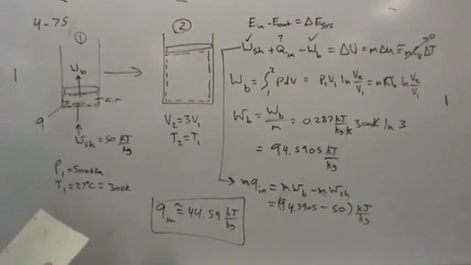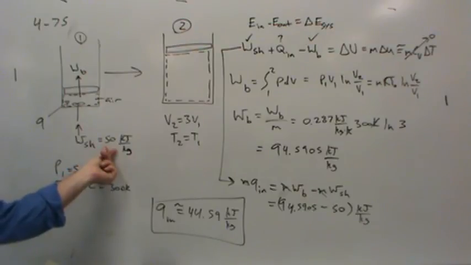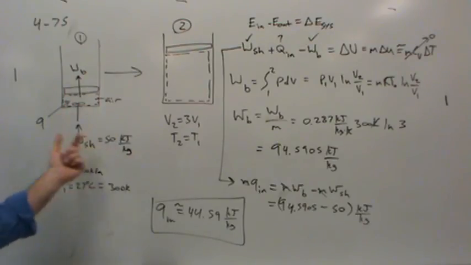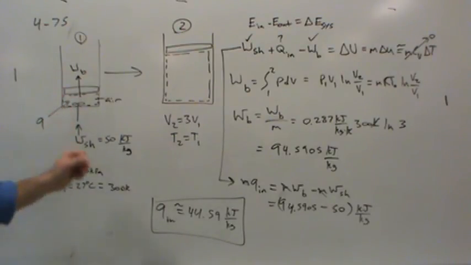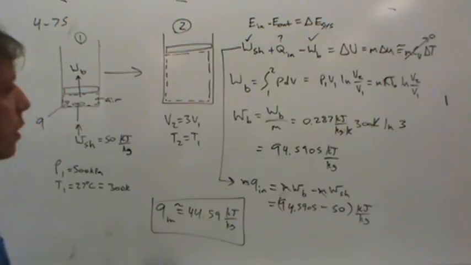So there's the answer we were looking for. That's how much heat transfer we need. 50 kilojoules per kilogram of the boundary work comes from the shaft work. The other 44, and well, 0.6, comes in from heat transfer, and that allows a boundary work to occur of 95 or so kilojoules per kilogram.